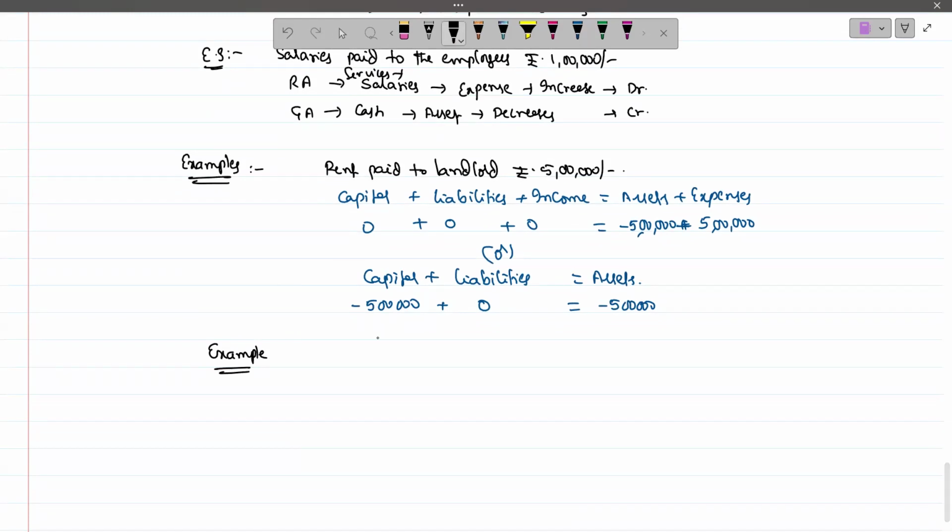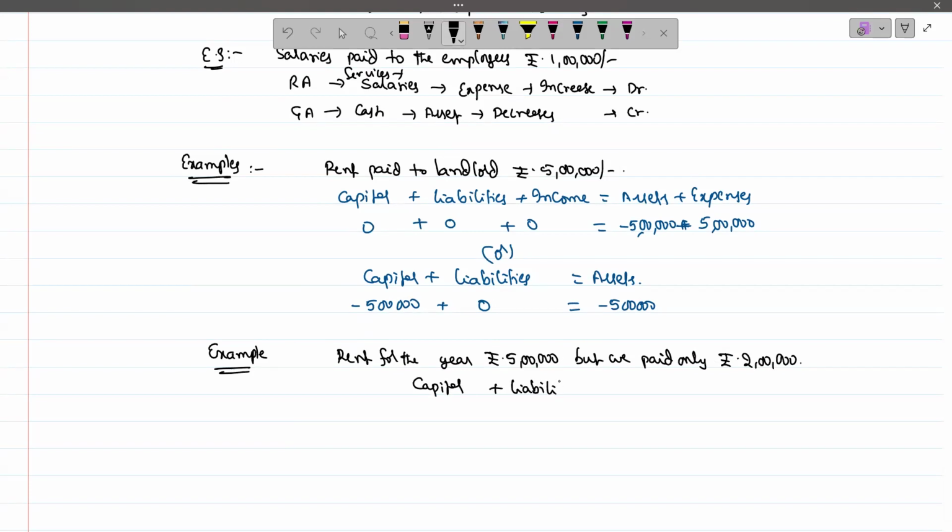Another example. For example, rent for the year is 5 lakhs, but we paid only 2 lakhs. We have to represent this in the accounting equation format, nothing but capital plus liability equal to assets. How to represent it in the form of capital plus liability equal to assets?